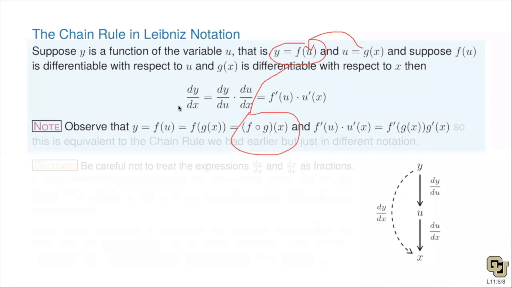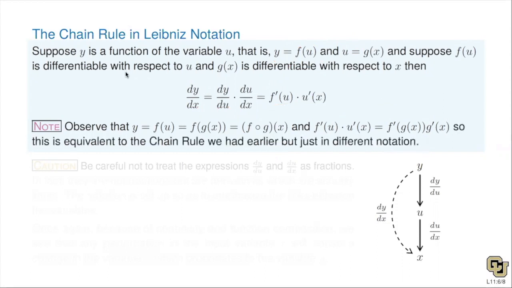So here on the left-hand side, the derivative of y with respect to x is the same as the derivative of the composition. And our answer here, f prime of u, u prime of x, if you replace this u with g and replace the u here with g, you get back our chain rule. Derivative of the outside, evaluated at the inside, times the derivative of the inside. It's just the chain rule, but in different notation.